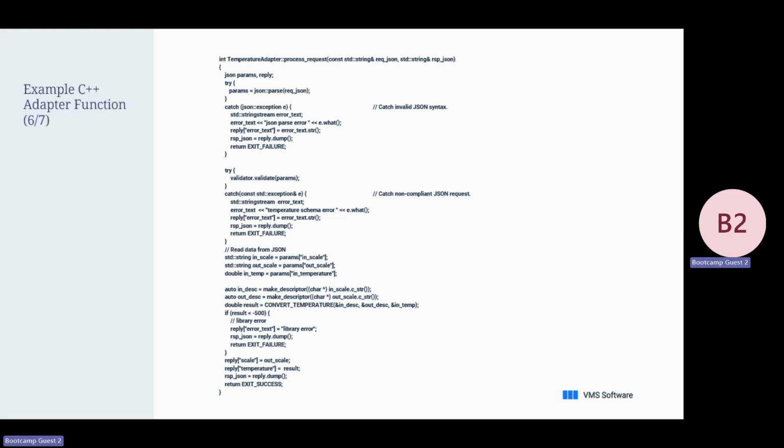And then we try and validate our grammar with our schema. So do we have an input temperature? Do we have a number? Do we have a good scale? If not, we throw an error back out to the client, and then we can read some data. We can read some data in from JSON, and the syntax is fantastically simple.